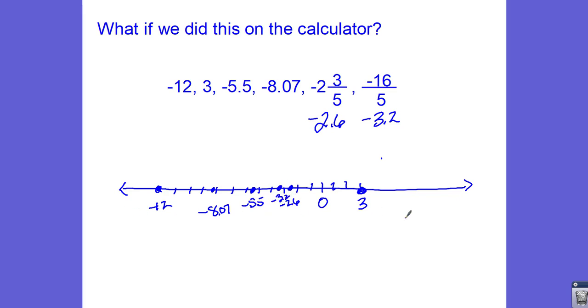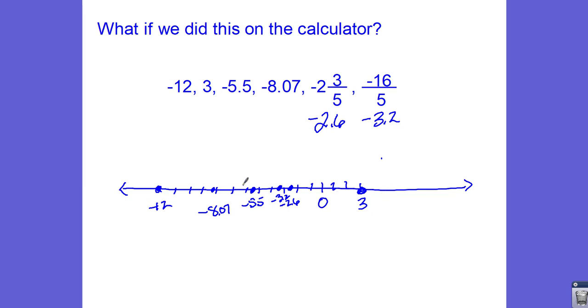Now that I put them on the number line, I can write them in any order that I want. If I ask you to put them in order from least to greatest, we write them from left to right: negative 12, negative 8, negative 5.5, negative 3.2, negative 2.6, and then positive 3. If I wanted them in order from greatest to least, I would just write them right to left.